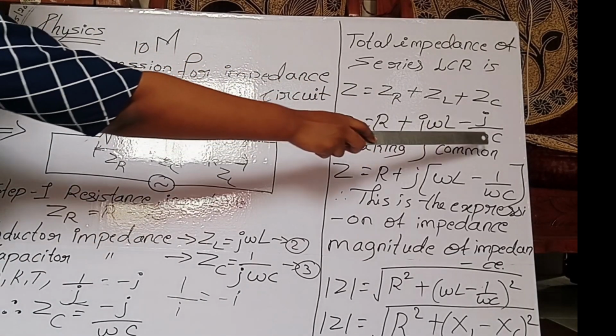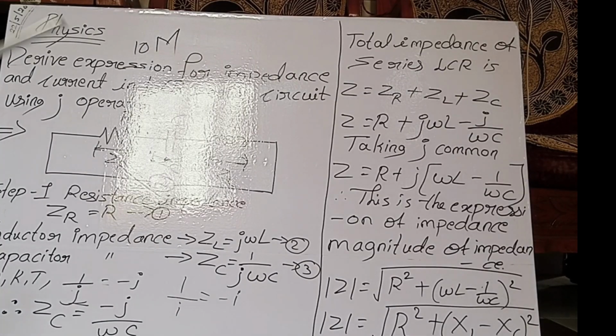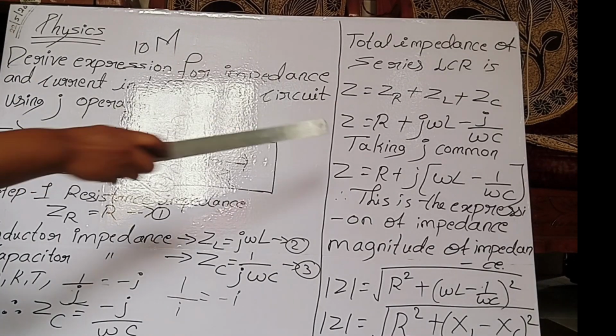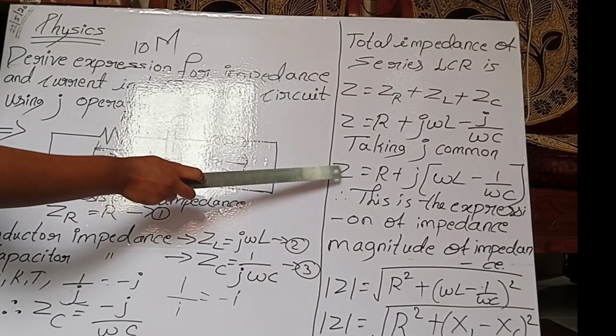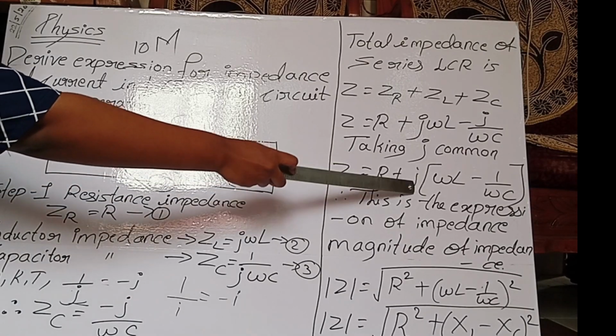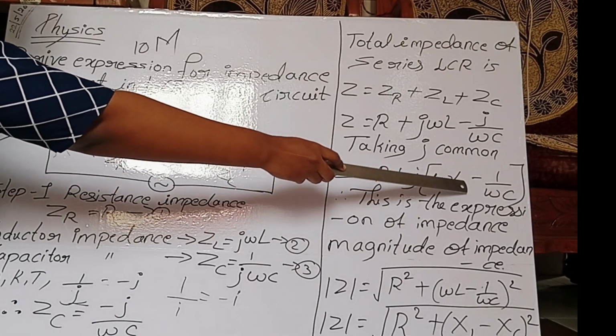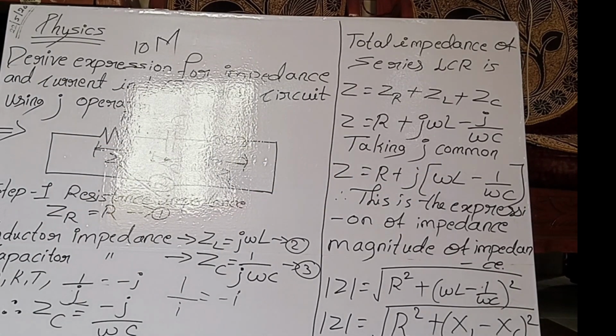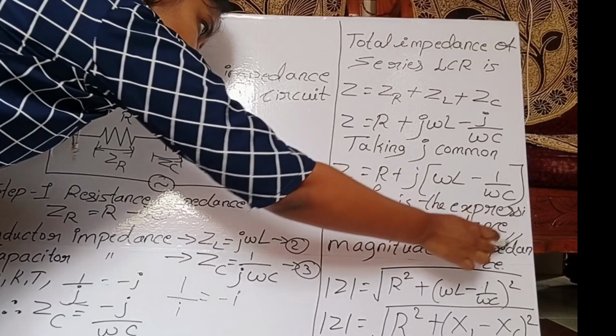From the second and third expressions, we can take J as common. Taking J as common, Z equal to R plus J into omega L minus 1 divided by omega C. This is our final expression for impedance. In the examination, you can write up to this much.